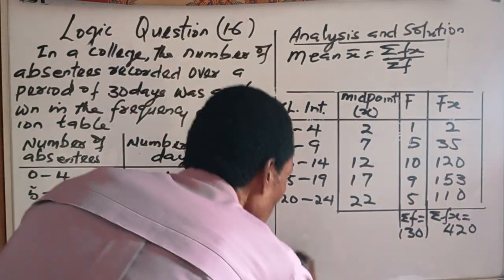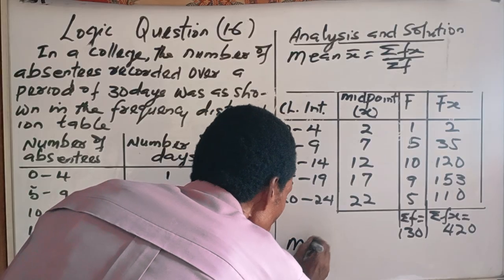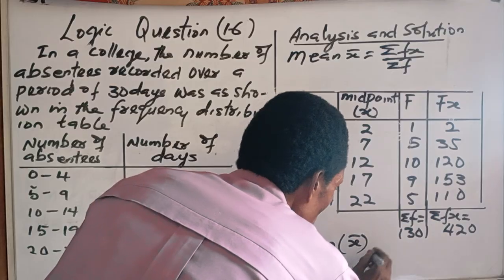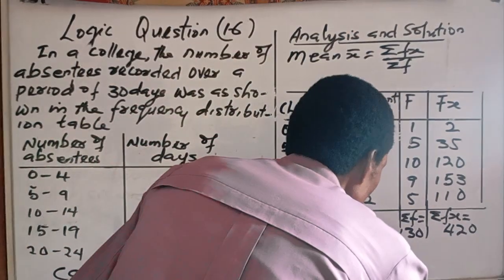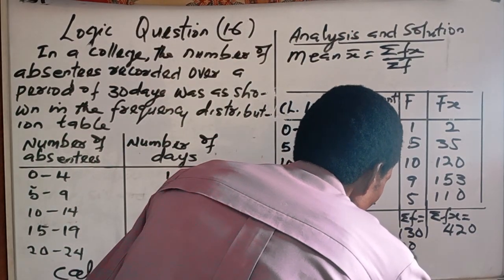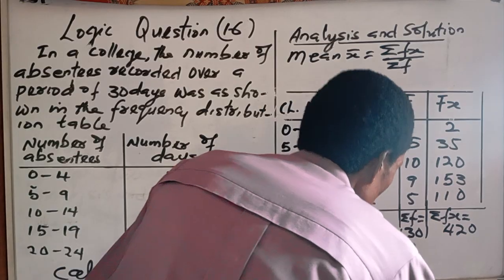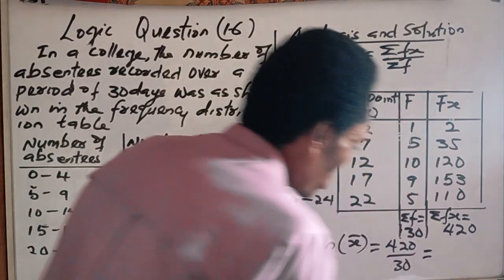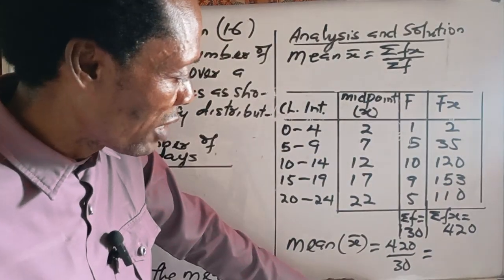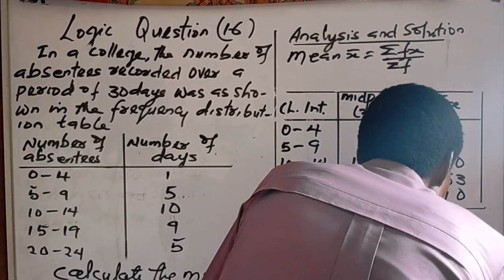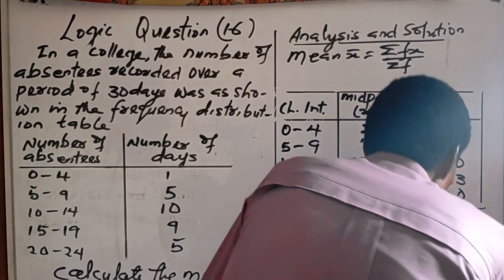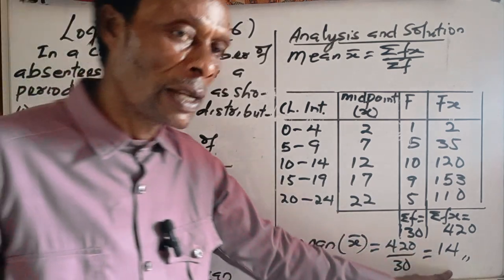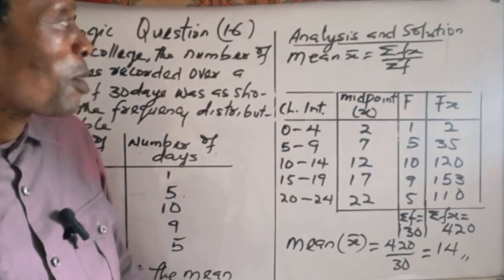So the mean, which is x bar, is given as 420 all over 30. So 420 divided by 30 gives us 14. So it means that the mean to this very question is 14. And that is all to this. It's no more than this.